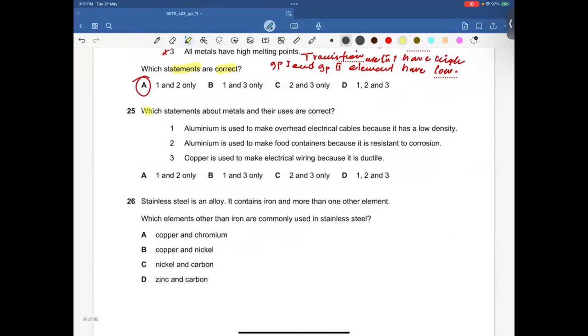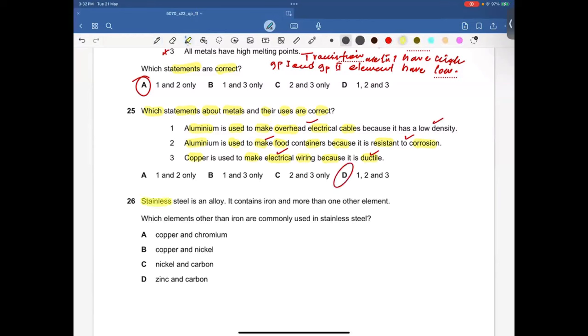Question number 25. Which statements about metals and their uses are correct? Aluminum is used to make overhead electric cables. That's right. Why? Because it has low density. Aluminum is used to make food containers, because it is resistant to corrosion. Copper is used to make electrical wiring because it is ductile. That's also correct, because copper is malleable and ductile. So all of them are correct, and therefore D is the right answer.